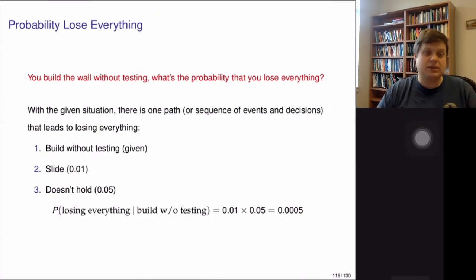Okay, so let's start calculating expected losses. Let's try to calculate the probability that you lose everything. If you decide not to build the wall, then the probability of losing everything is 0.05.